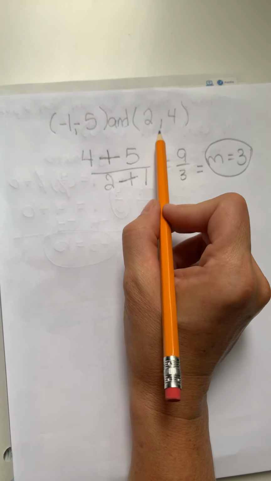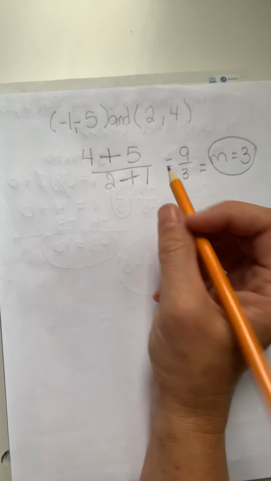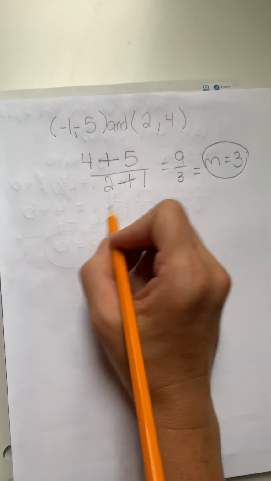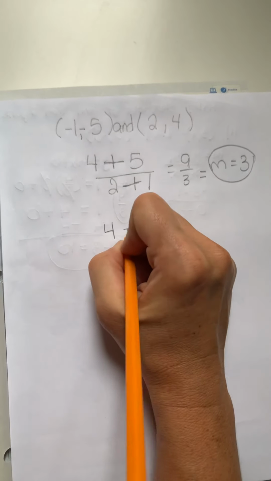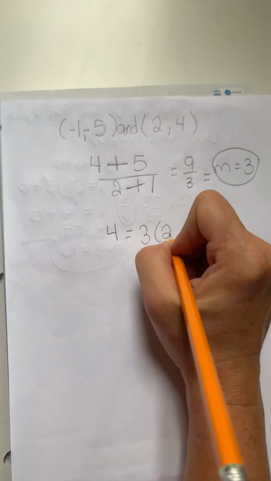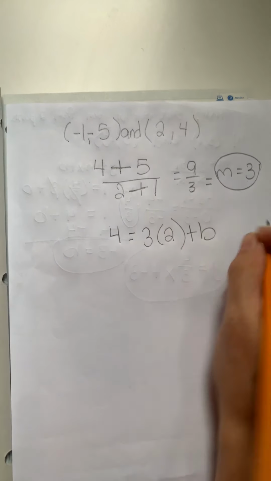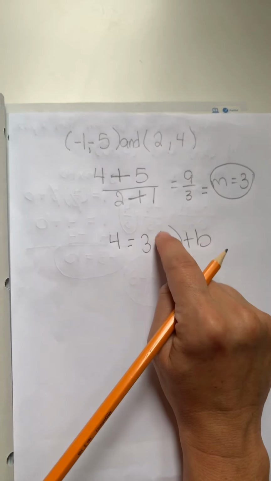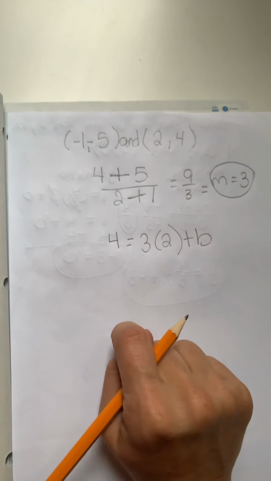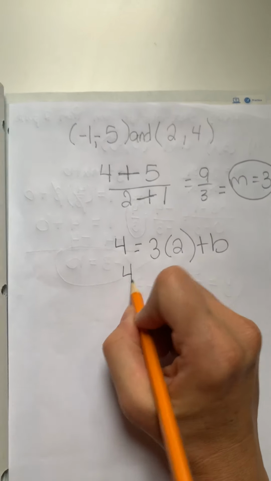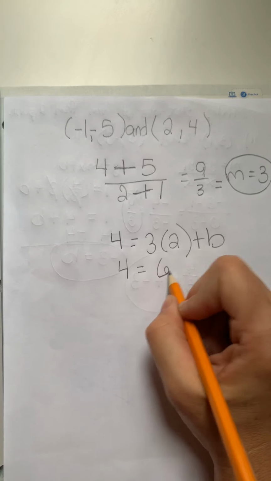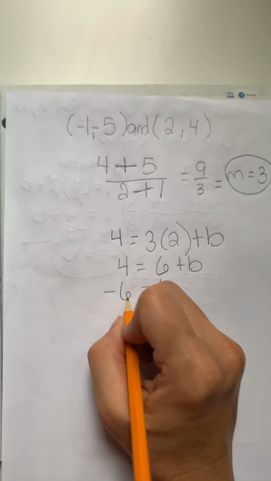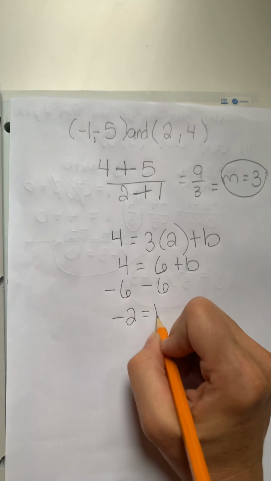Then I'm going to take the positive coordinates just because to me it's easier to keep them positive, and I'm going to keep my slope. So 4 equals 3 times 2 plus b. So I plugged in y for y, x for x, and m for m. 4 equals 3 times 2 is 6 plus b, and then I just subtract the 6. And I get -2 for b.